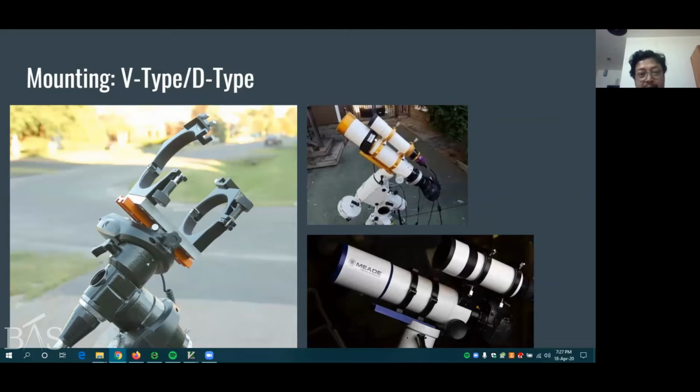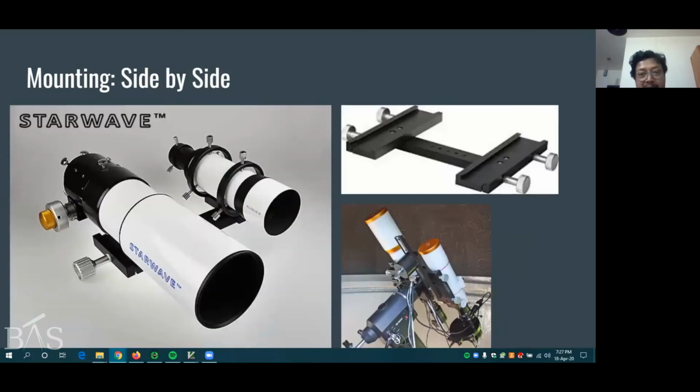So one of the popular configurations is side by side. It looks like this. There's a V-type bar or D-type bar, and on top of that there are two mountings side by side. So here on one side you can put your main scope, on another side you can put your guide scope, and then the entire assembly goes onto the mount, like here. The same thing has gone onto the mount. This guy has put a little bit of a balancing thing also, which you may or may not require. You have to try and see.